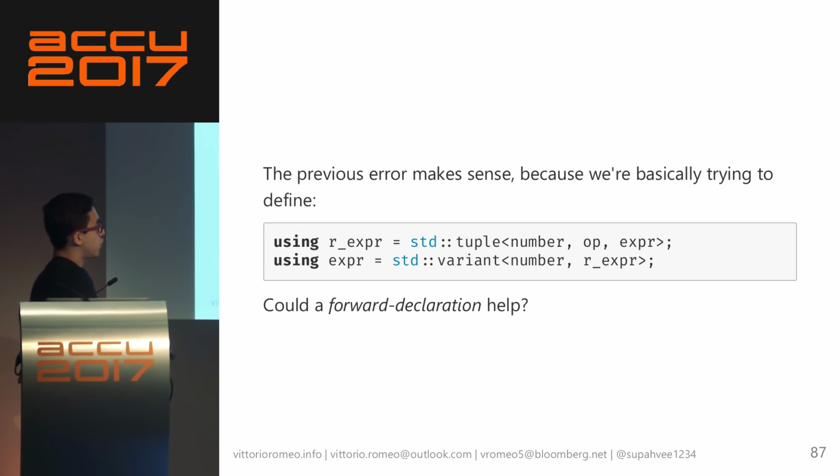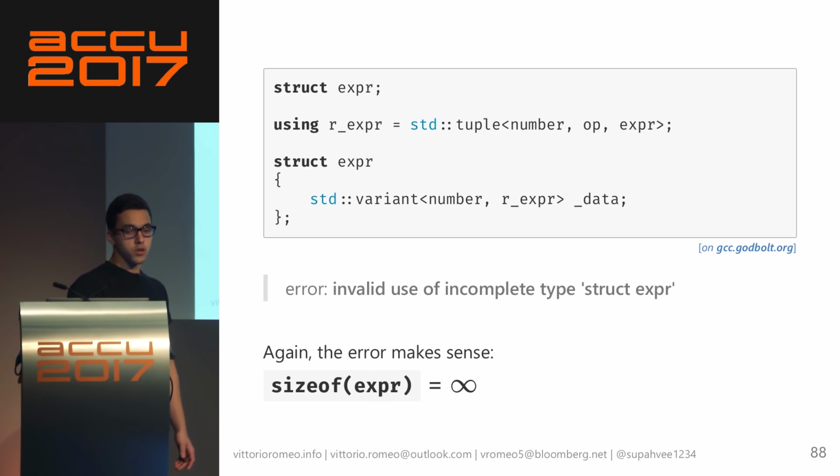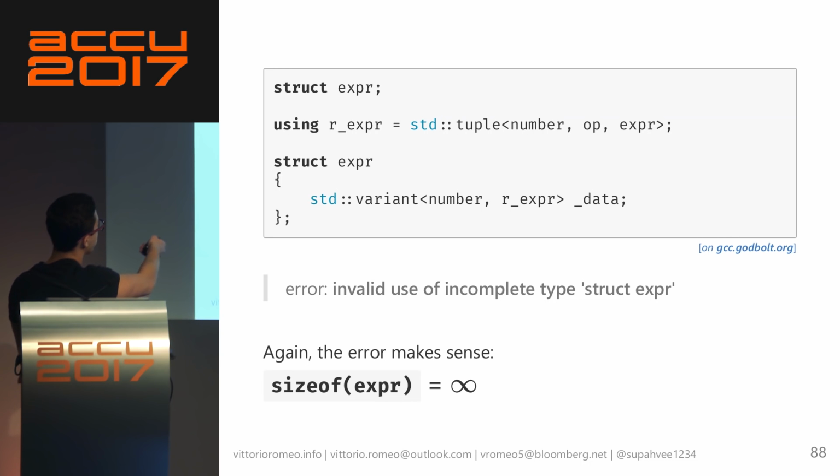When we have this kind of issue in our code with structs or whatever, what we try to do is use a forward declaration to allow the compiler to see the name before it's actually defined. So could it help in this case? Well, it does fix the error we had before if we do something like this, where we forward declare the expr struct, then the recursive part, and then we define the variant inside the struct.